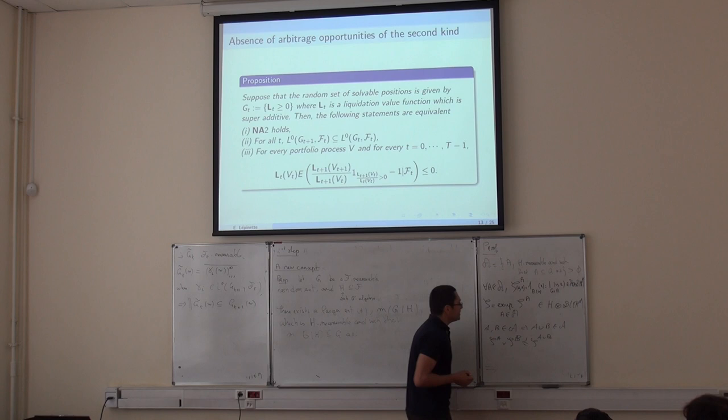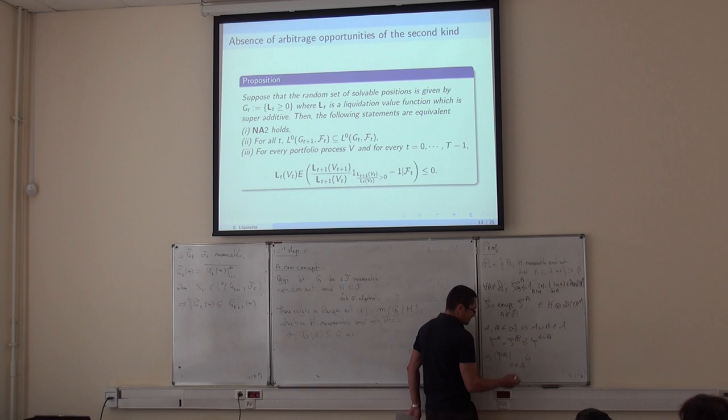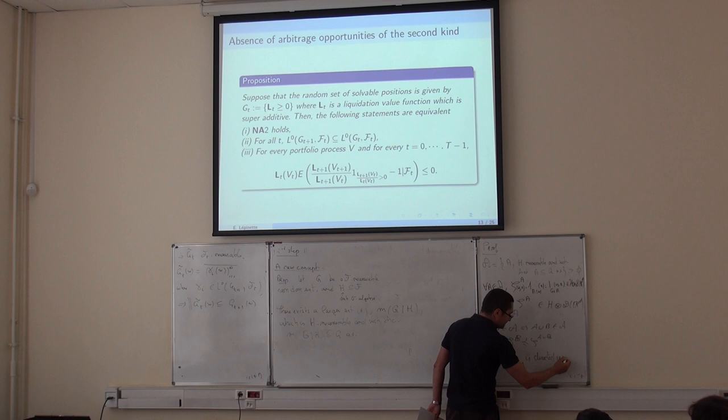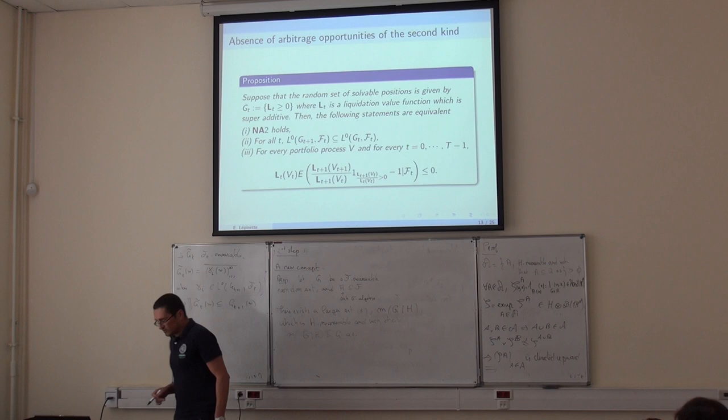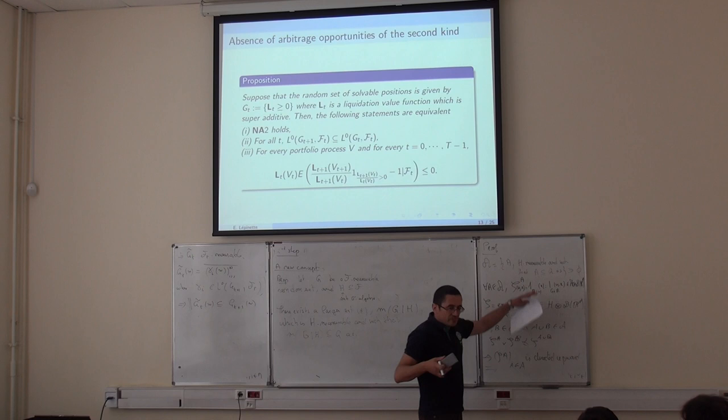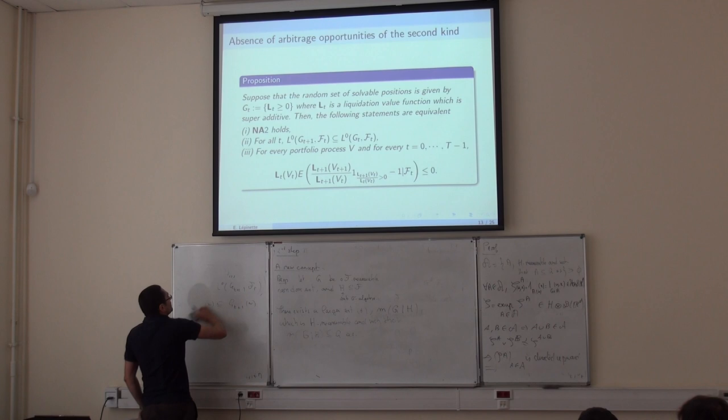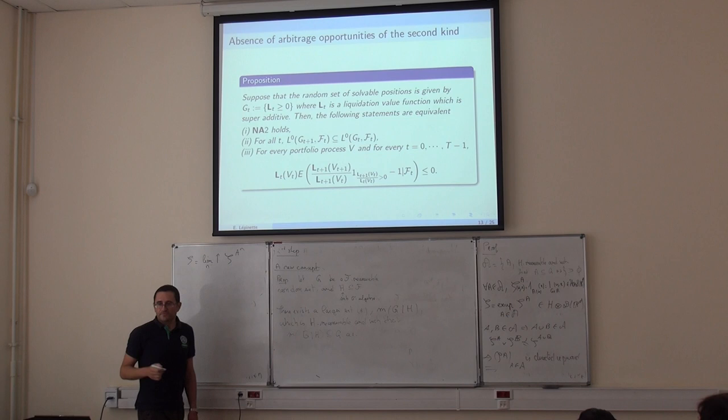This means that actually the family zeta A is what we say directed upward. So we can extract from this not necessarily countable family a countable increasing family, so that the essential supremum is just the increasing limit of this subfamily, where A n belongs to A.